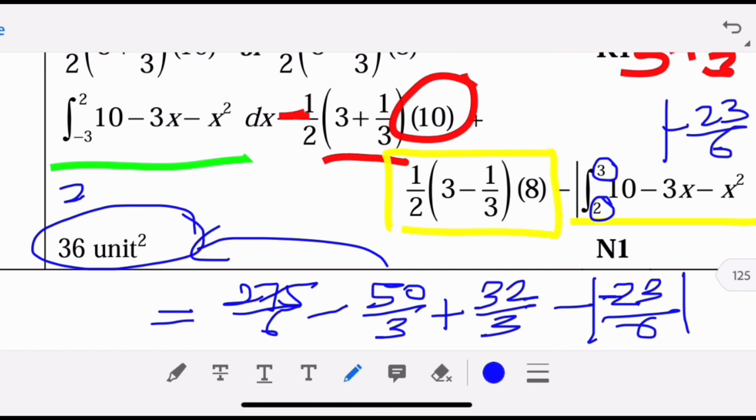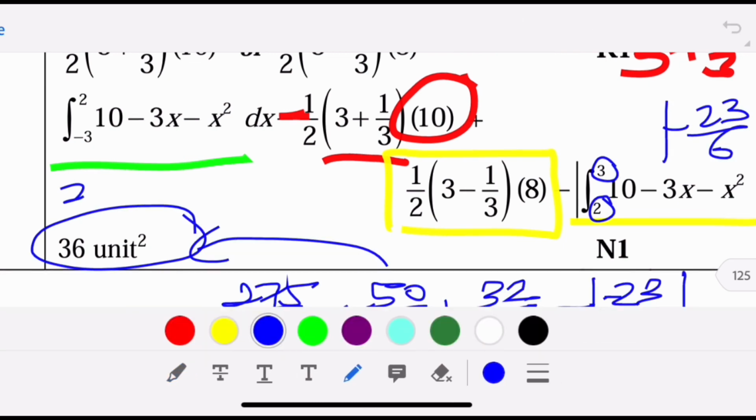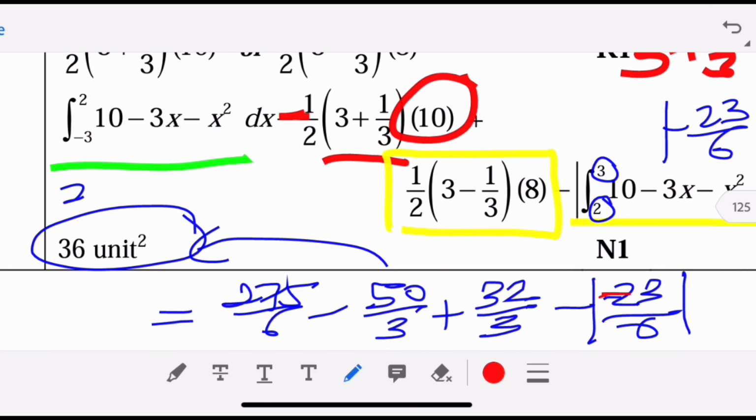Alright, so be very careful when you do this one. You need to be very careful with many concepts. For example, an area which is negative must be taken as modulus before you minus. Okay, that's all my sharing about the area under the curve, which is rather challenging.